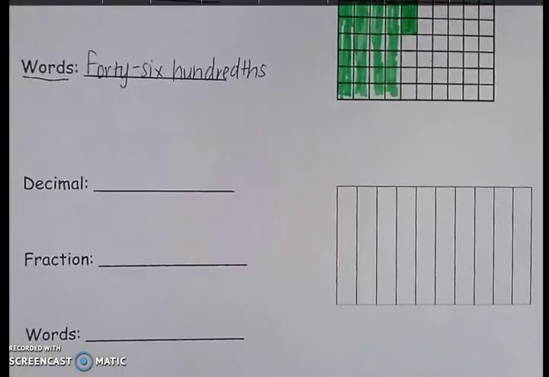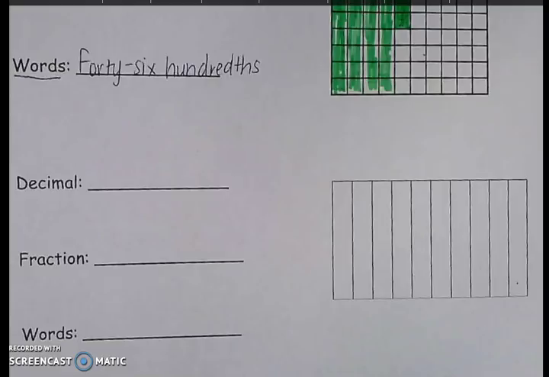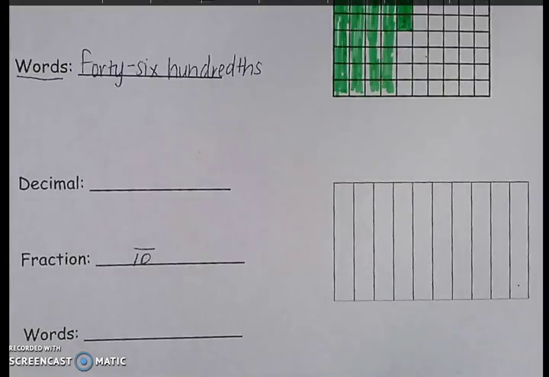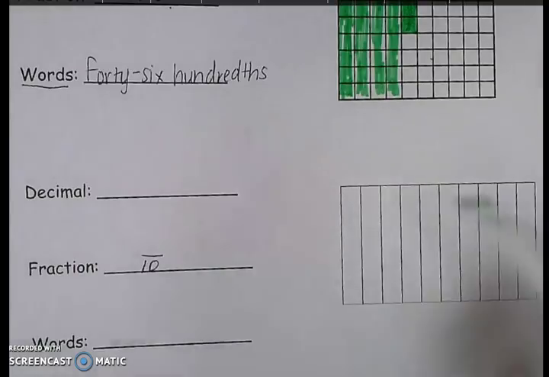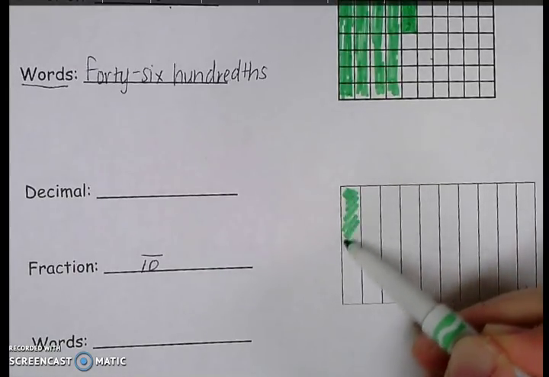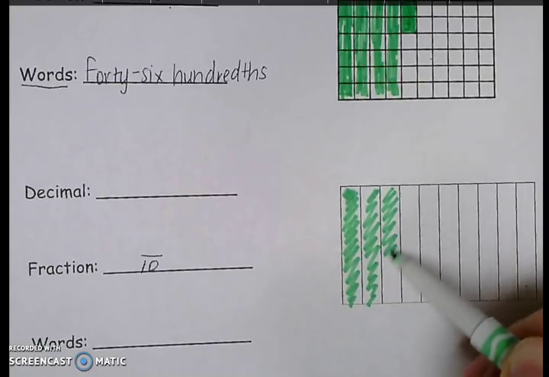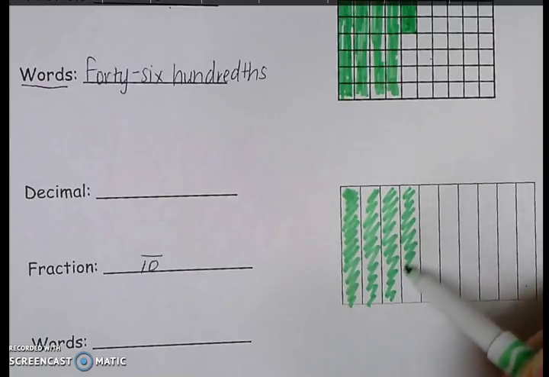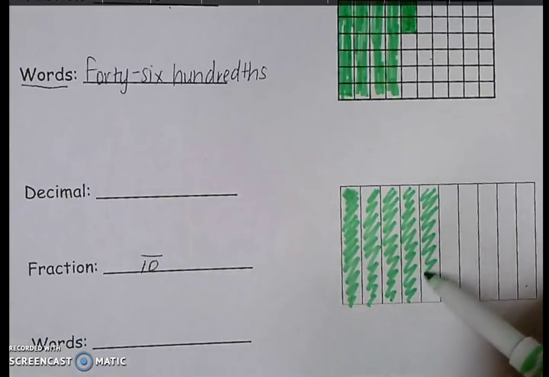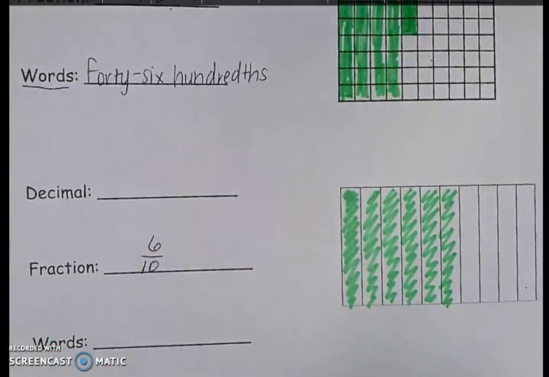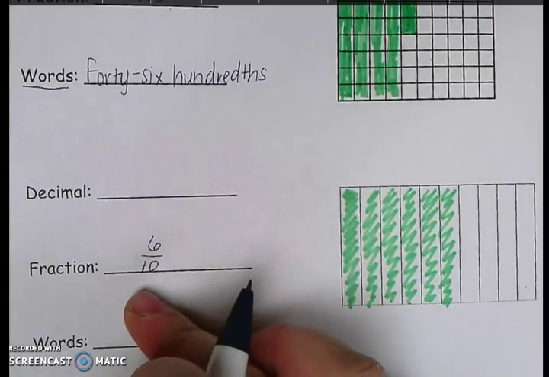This grid here has 10 total spaces here. So I know my fraction is going to be out of 10. So go ahead and shade in 6 of these. So 1, 2, 3, 4, 5, 6. Okay, so shading in 6 of those, so that would be 6 tenths. That's what we just colored, 6 tenths.